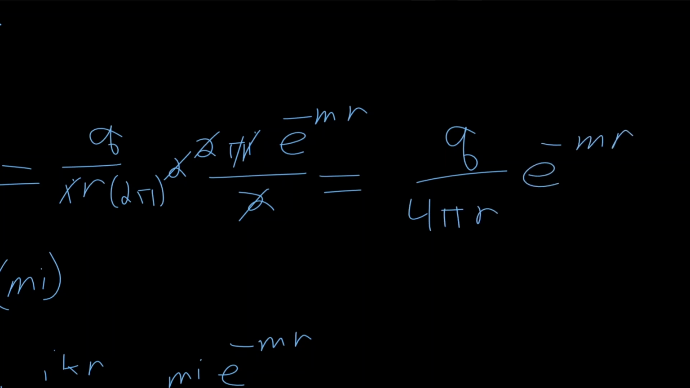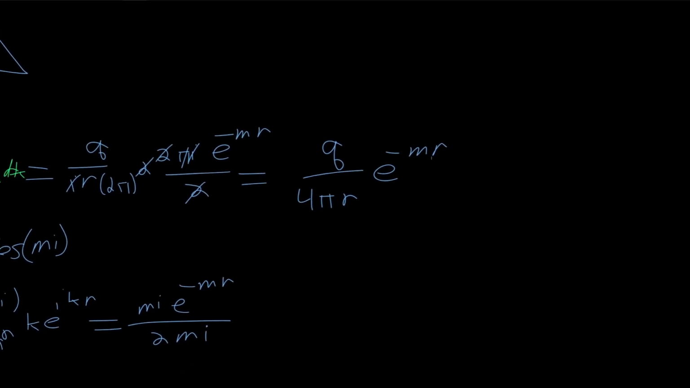and then times an e to the minus mr. And you'll see here that we're not actually left with Coulomb's law. We're left with the potential, but for something else. And what this is for is the Yukawa potential. It's really one of the first models of the nucleus of an atom, and it's where the mass right here contributes to the potential.